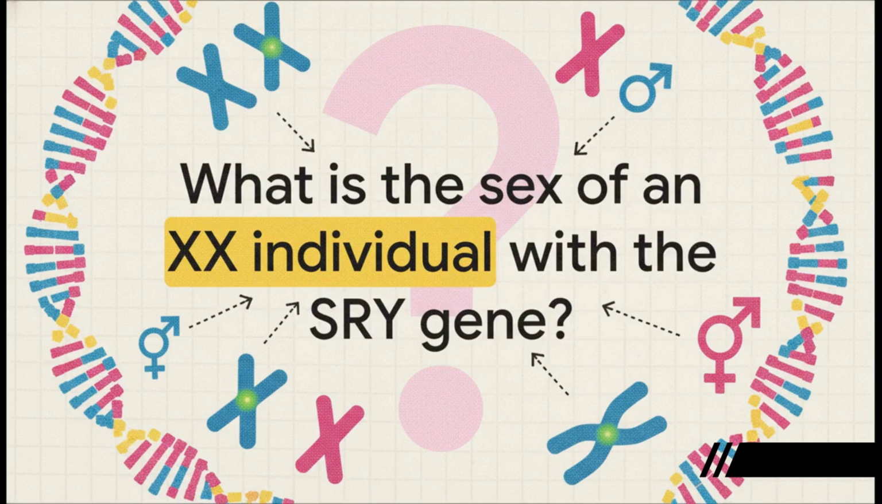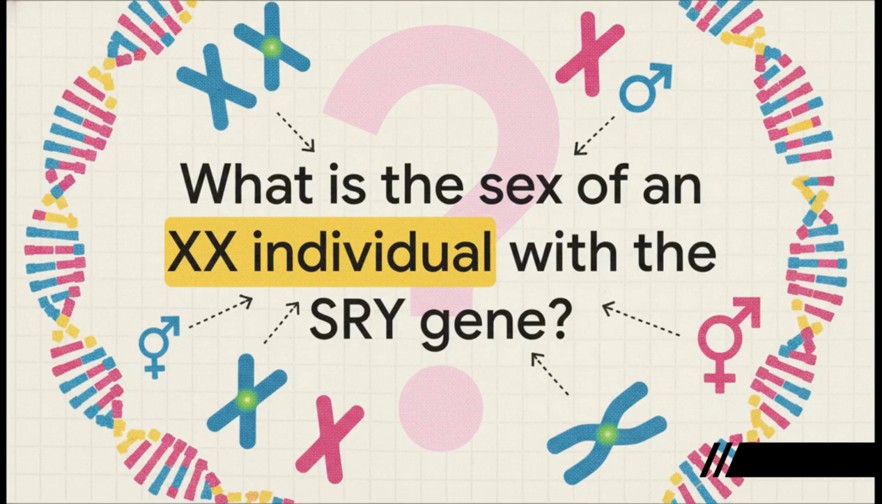Imagine you have an individual with XX chromosomes. Genetically, that's female, right? But what if a little piece of the Y chromosome, the piece with the SRY gene, broke off and stuck onto one of those X chromosomes? So now you have an XX person, but one of the X's is carrying the SRY gene. So what happens? Think about it.